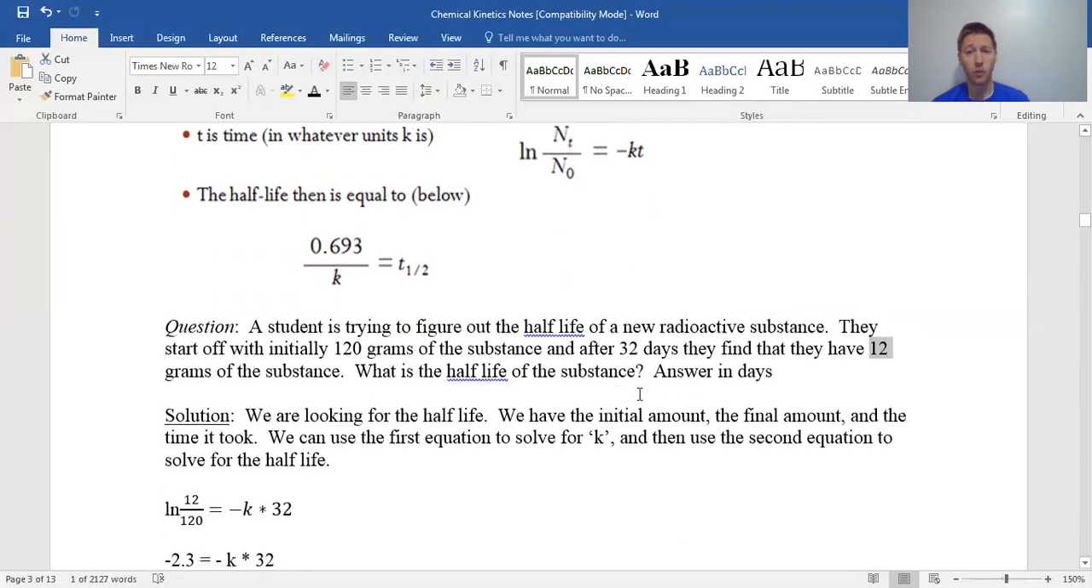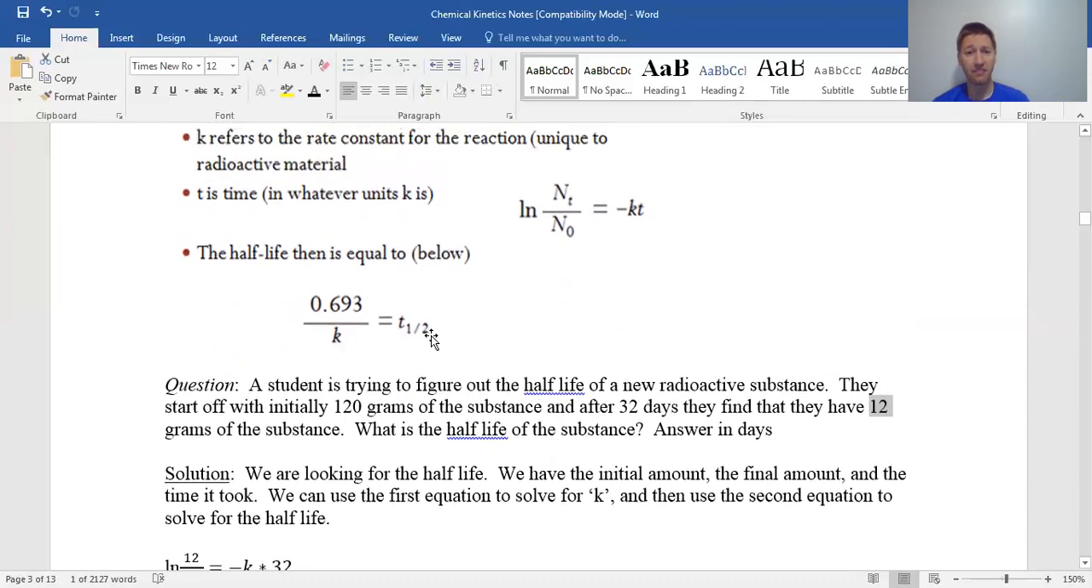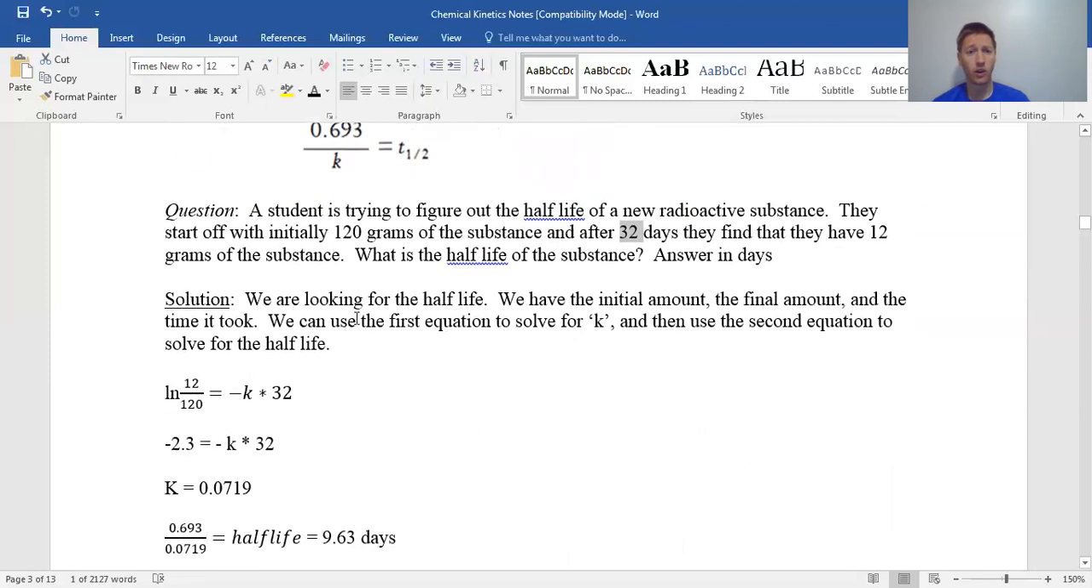So we are going to be looking for the half-life, which is going to be the t one-half here. We are given the initial amount and the final amount and the time that the experiment took place. So we have the N_t, the N naught, and we have the t over here. We don't have the k. We're going to solve for the k, and once we solve for the k, we can come back to this one and actually find the half-life. So again, we're going to do this in 2 steps. We're looking for the half-life. We know the initial, the final, and the time.